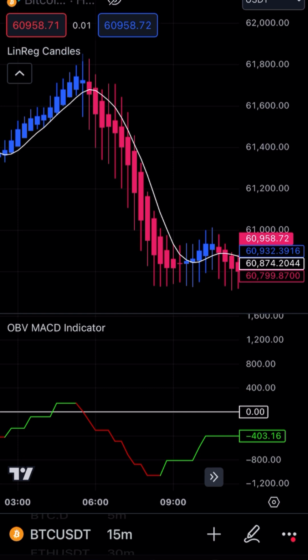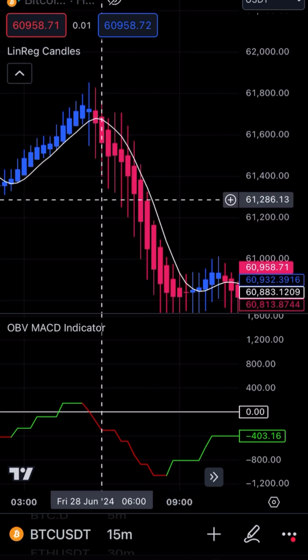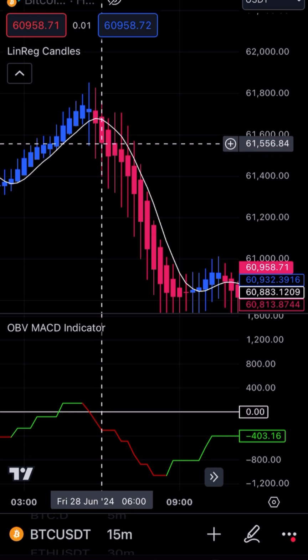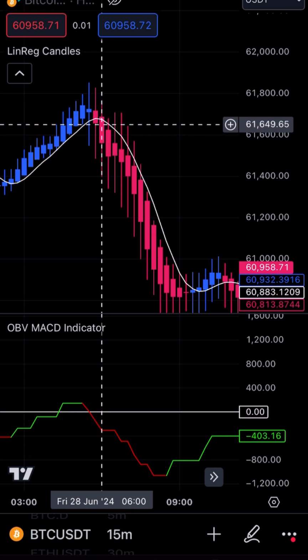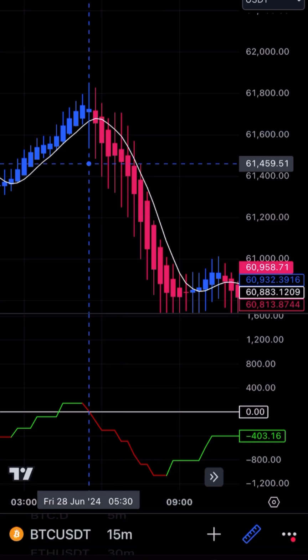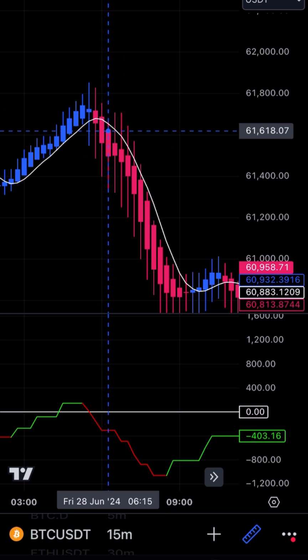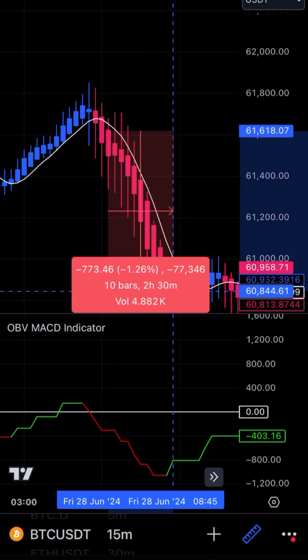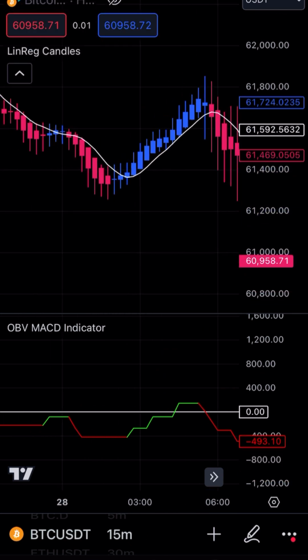Let's see if we can find any more. Okay, so we see it crossing down right here. Let's see if it's matching. Well, it's a little early there, but let's just see. You don't want to get in right about here because it's still above the linear line, but it's still a good trade. You ride this out down here.